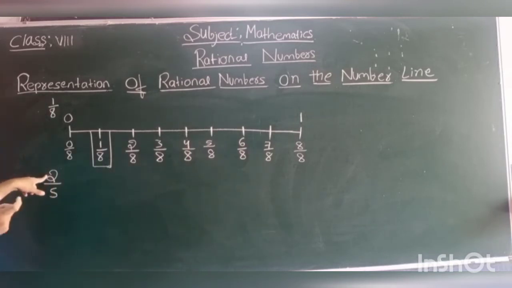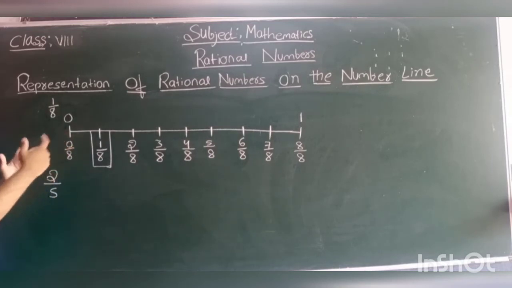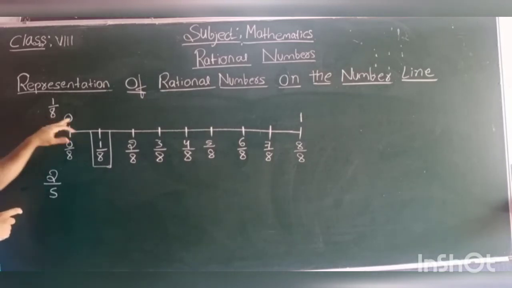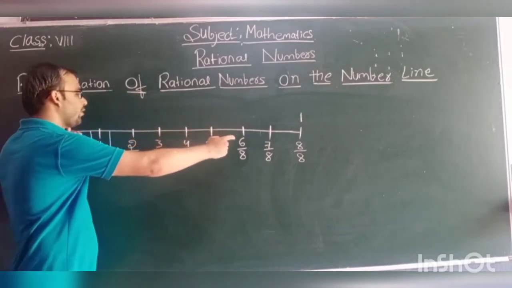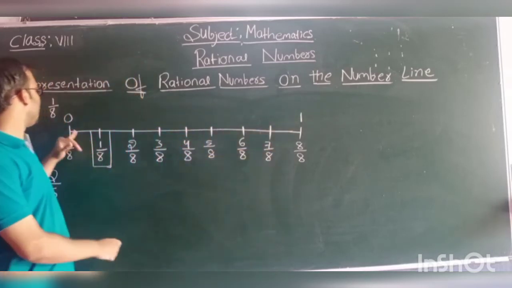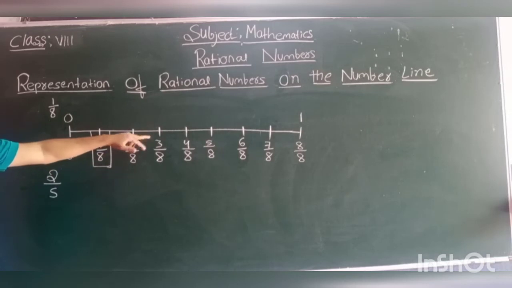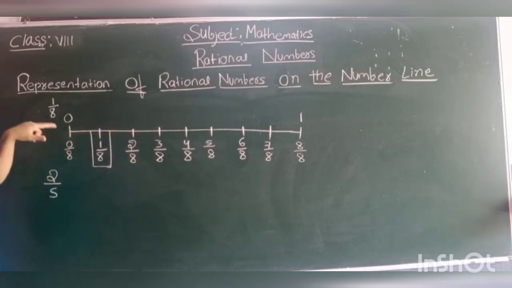The numerator of a number tells us which fraction or which part we have to represent, and the denominator tells us in how many parts the unit of the number line has to be divided. Look here, what is the denominator now? 8. So as the denominator is 8, we have divided 1 unit, from 0 to 1, into 8 equal parts.